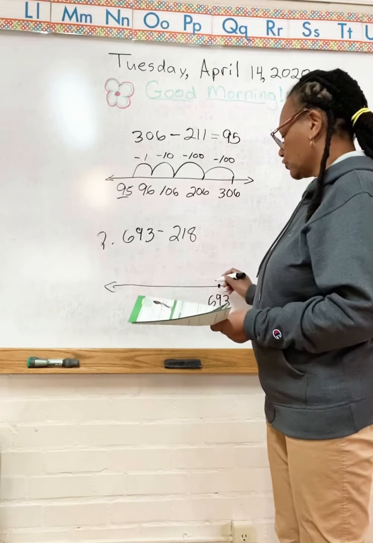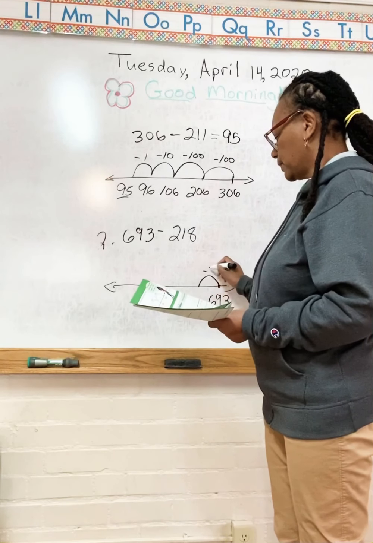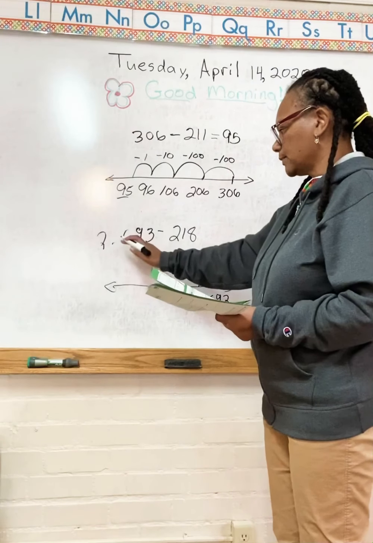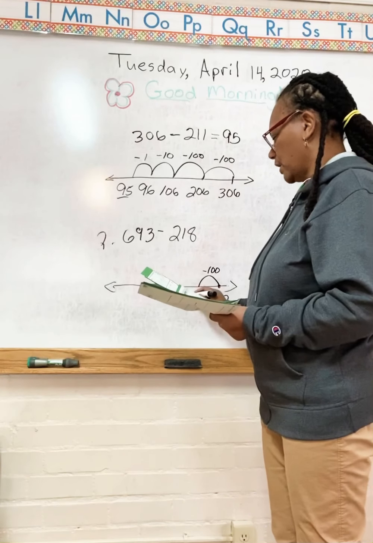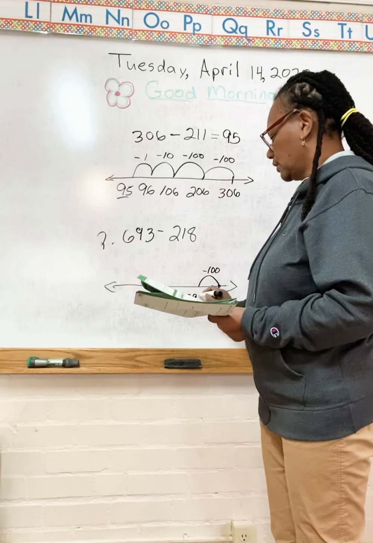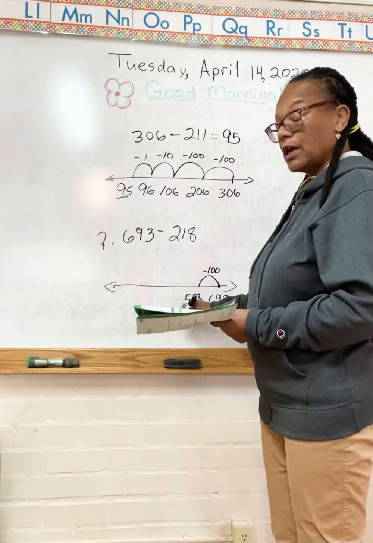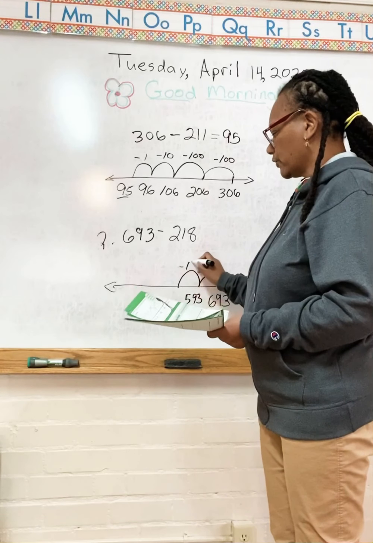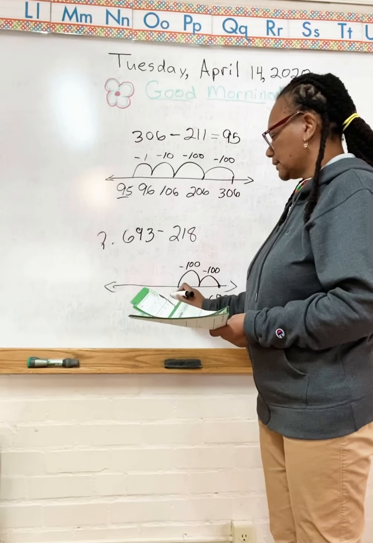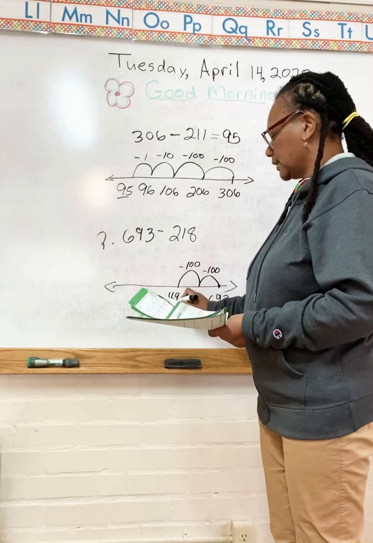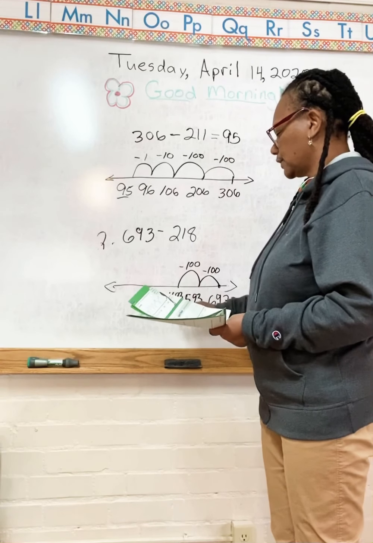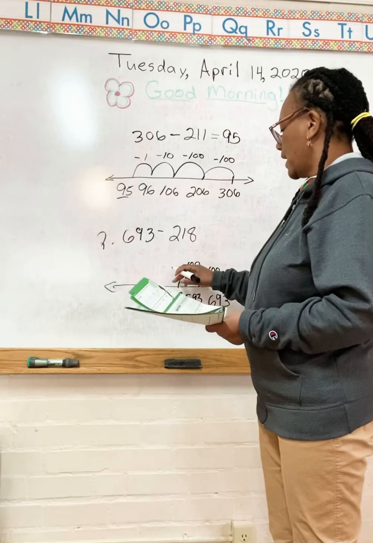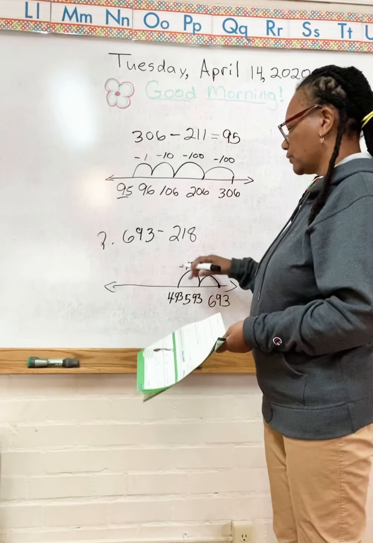I'll just go one at a time for some people that might need to understand. What 100 comes before 693? 593. What 100 comes before that? Let's go back minus another 100, which is 493. See, 400, 500, 600. So we just took away minus 200, 100, 100.